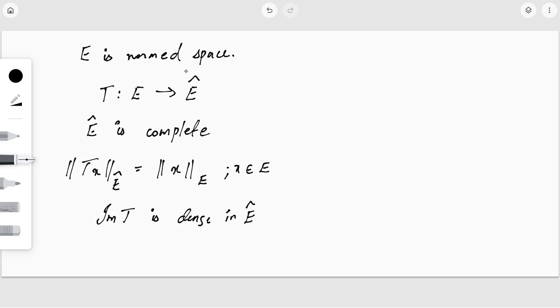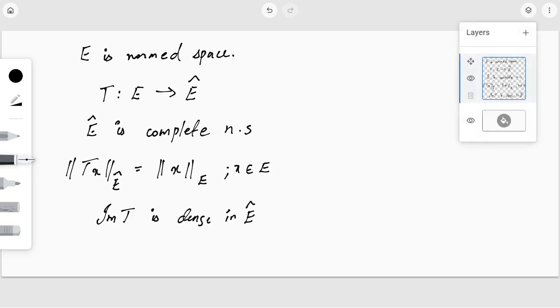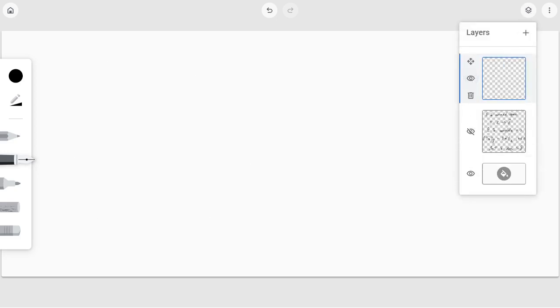We are given that E is a normed space. We need to show there is a linear map from E to E cap, where E cap is a complete normed space, and also this linear map T is norm preserving, it is an isometry, and the image of T is dense in E cap. So let us see how we can do this.